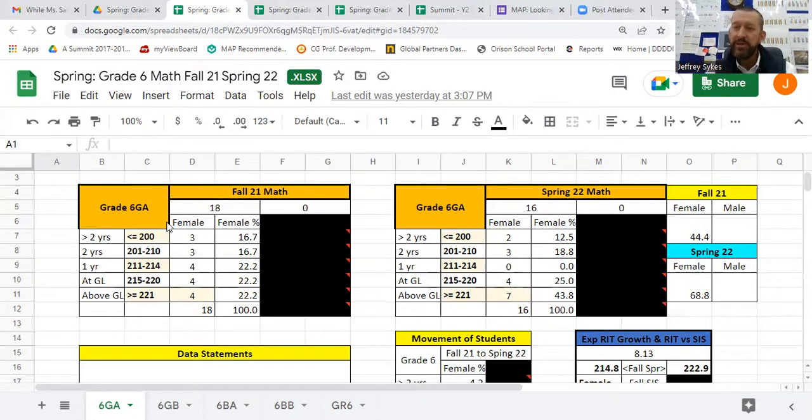So that's why we're going to look at students that are 2 or more years below fall to spring. So we're going to be writing sentences in that way. I've included sentence scaffolds so that you know how to write the sentences. You can just copy it.